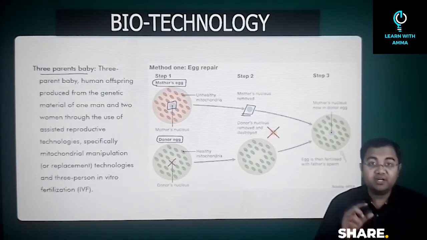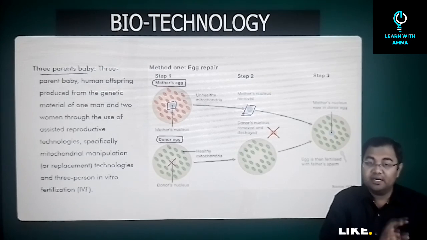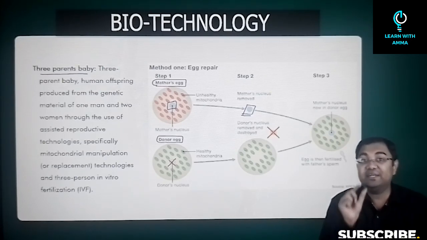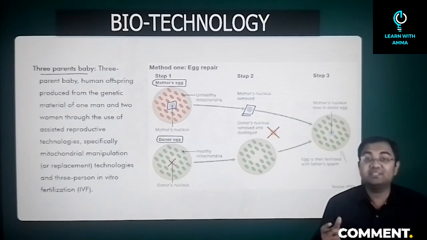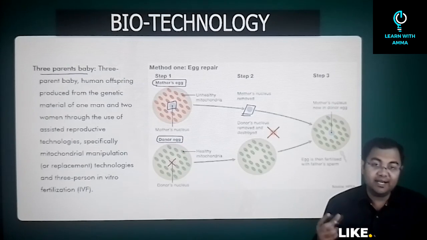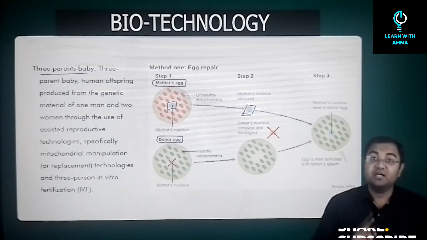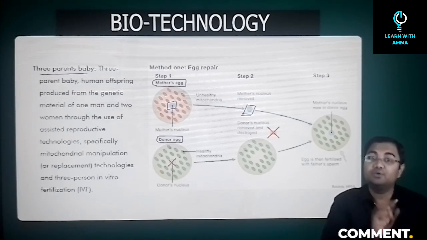And if you want a child to have the same characteristics as the mother, then you need to make sure that the nucleus is taken from the original mother. Otherwise, the characteristics or the genetic makeup of the child will come from the donor mother. It will not come from the original mother. So that is the reason why we take out the nucleus from the original mother.